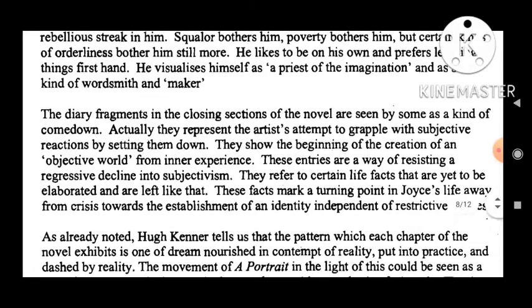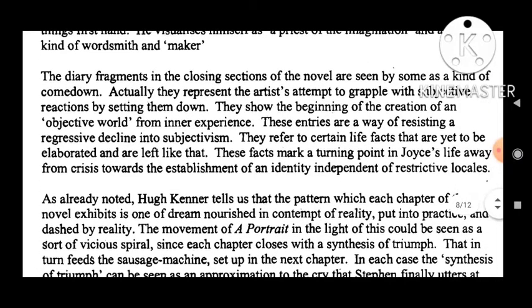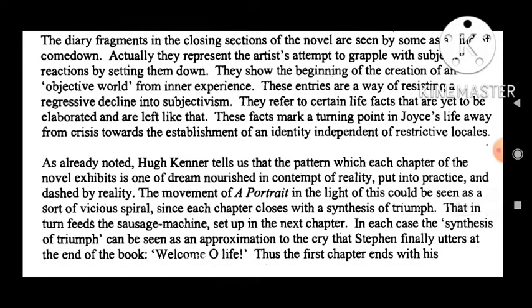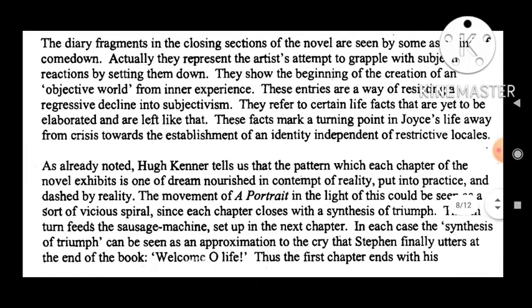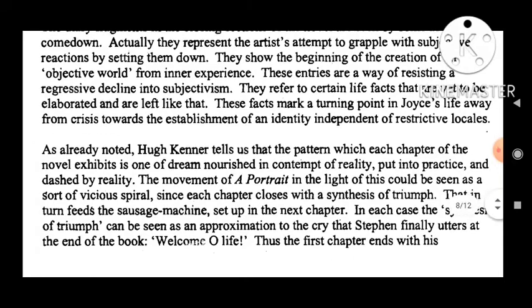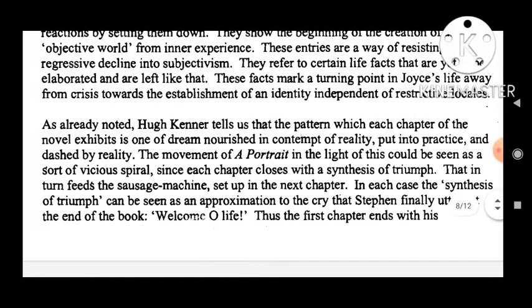The diary fragments in the closing sections of the novel are seen by some as a kind of comedown. Actually, they represent the artist's attempt to grapple with subjective reactions by setting them down. They show the beginning of the creation of an objective world from inner experience. These entries are a way of resisting a regressive decline into subjectivism.